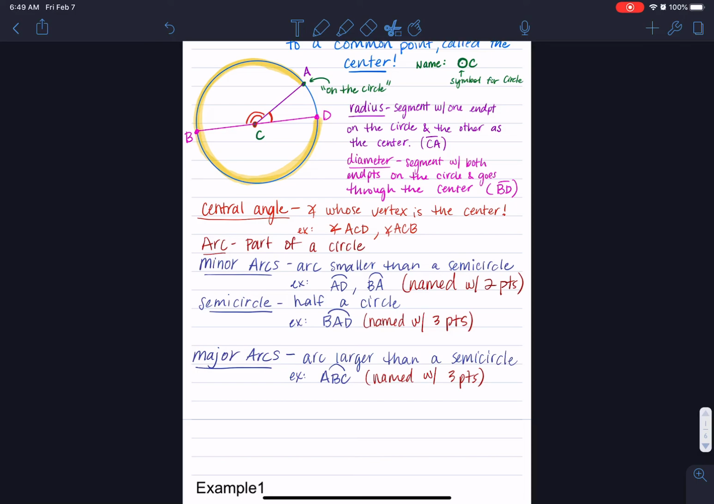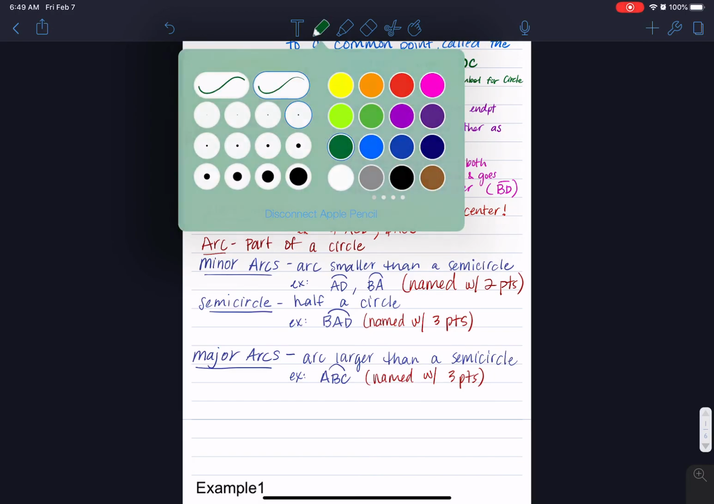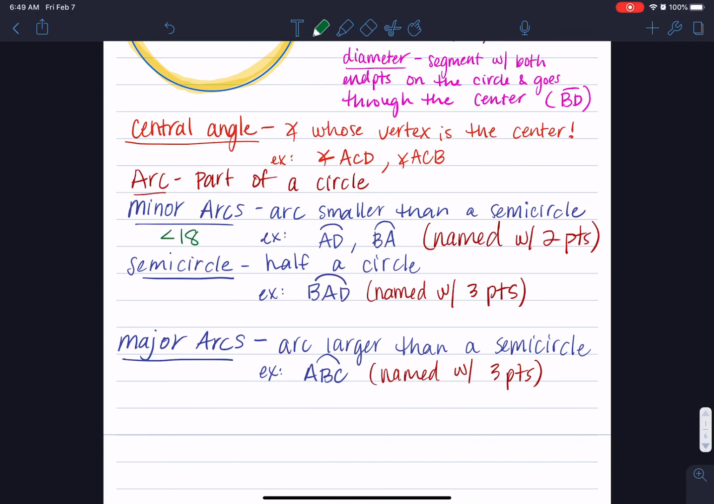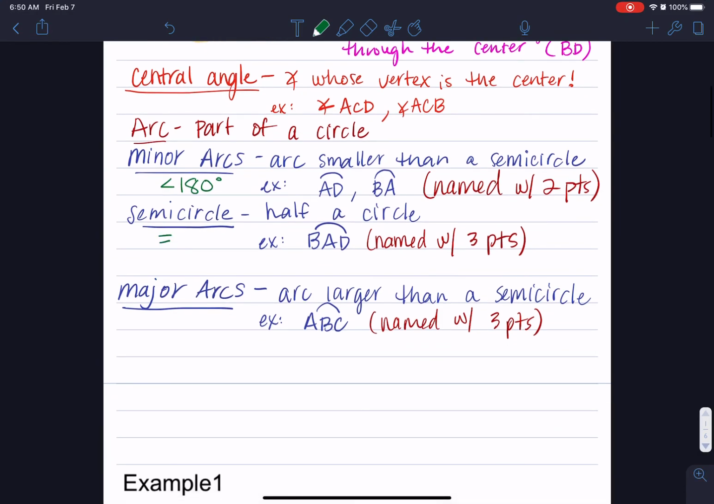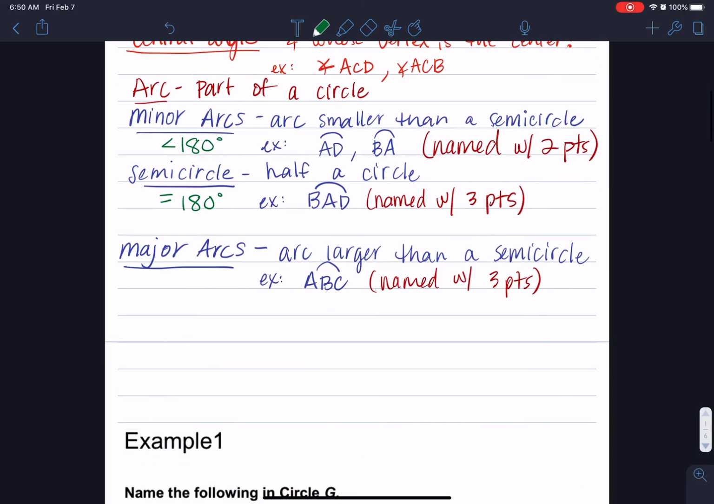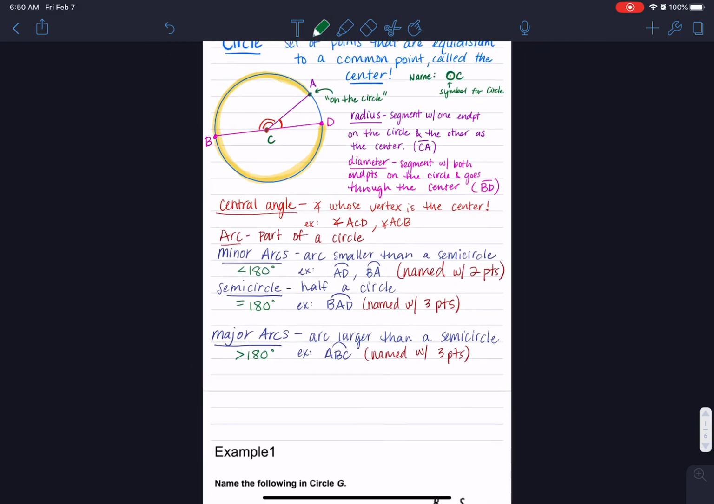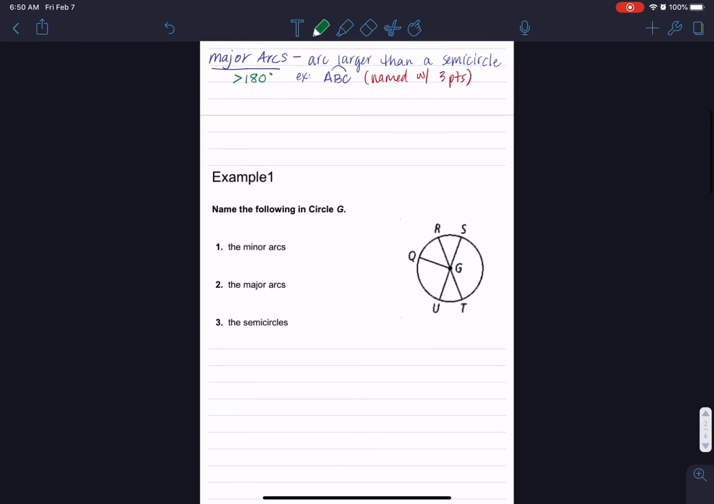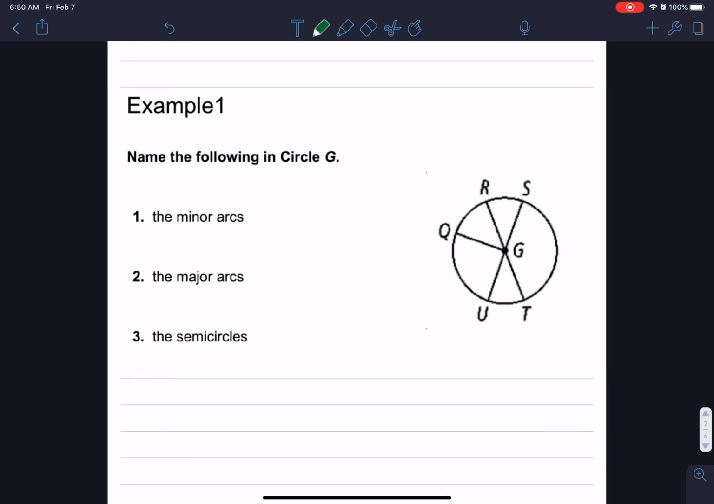We're about to get into some angle measures, and in general, you should know that minor arcs are always going to be less than 180 degrees. A semicircle will be exactly 180 degrees. Major arcs will be greater than 180. We'll come back to the angles as we do other examples in the lesson, but for now, we just need to make sure you know how to name those arcs. So, ready to practice? Here are these examples. Go ahead and you can pause the video, write those down, and then we're going to go over it together.